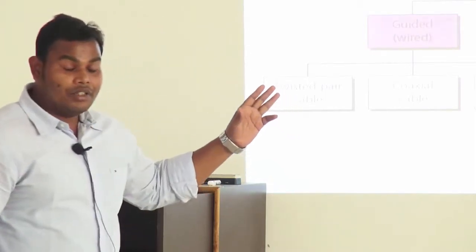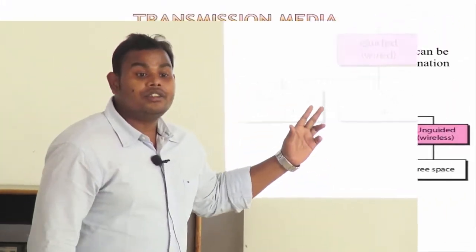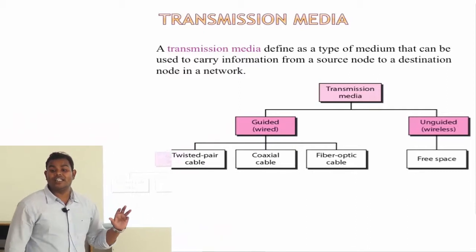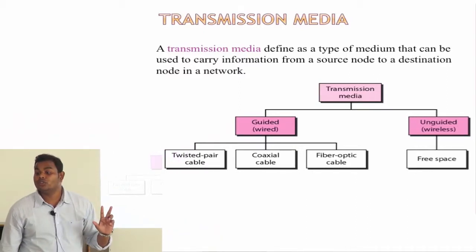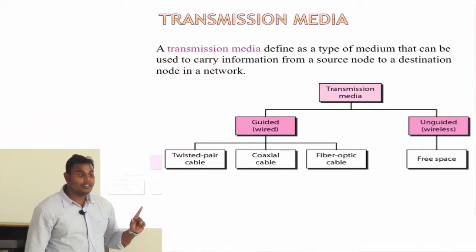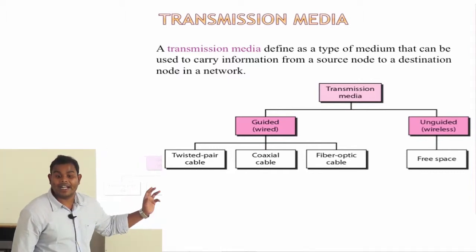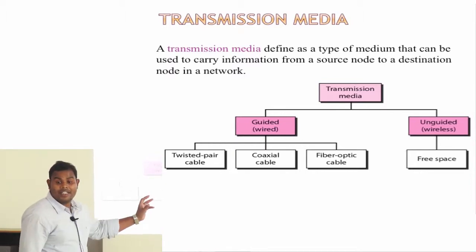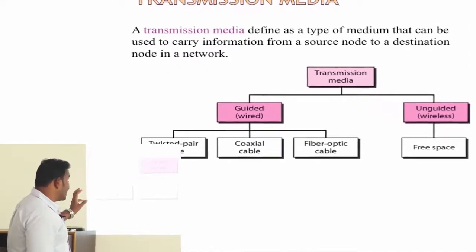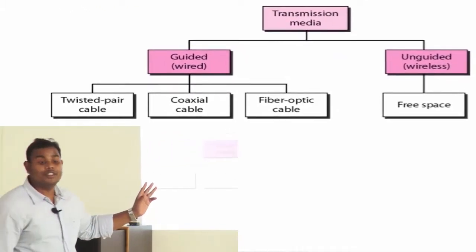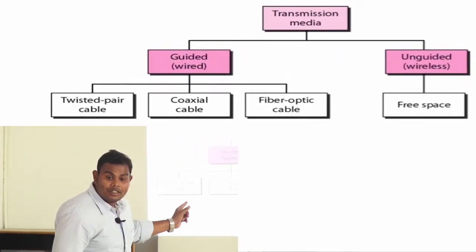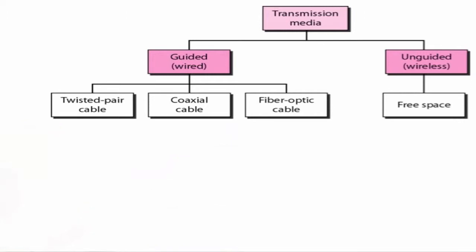If we categorize transmission media, then it is broadly categorized into 2 different types. What are they? Guided and unguided. Guided means wired, unguided means wireless. Guided has 3 types of cables: twisted pair cable, coaxial cable, fiber optic cable. Unguided is free space or air. Clear? Let us go deeper.